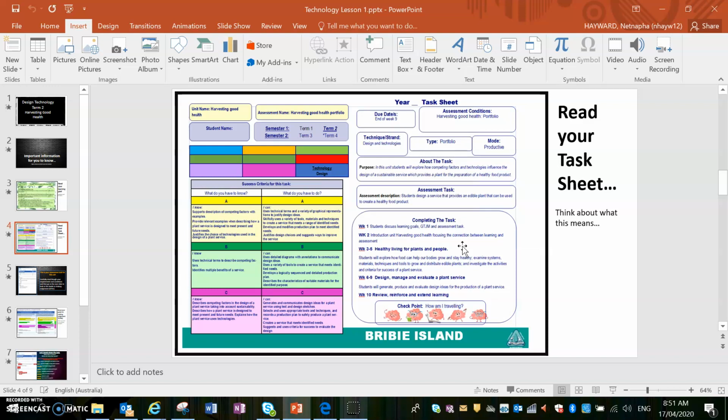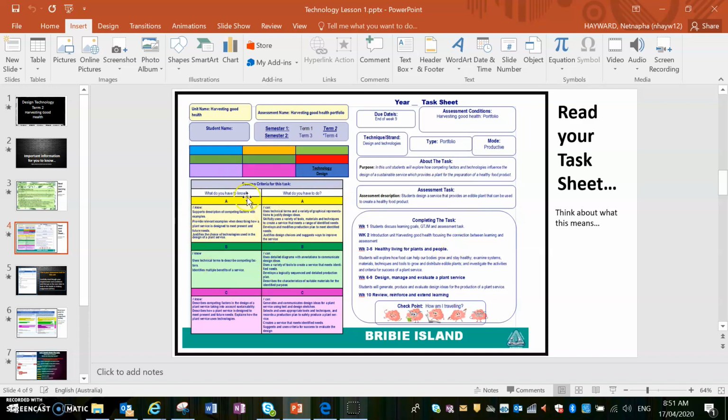Then there you have 2 parts, where you have the healthy living of the plant for people. Okay, you're working on that over the next 3 weeks, and then in weeks 6 to 9 you will design it, manage it and evaluate it, and in the last week you're going to justify what choices you made and what you might need to improve on.